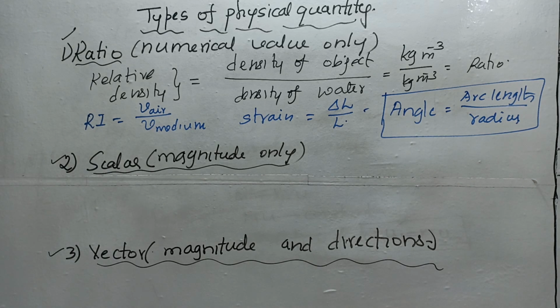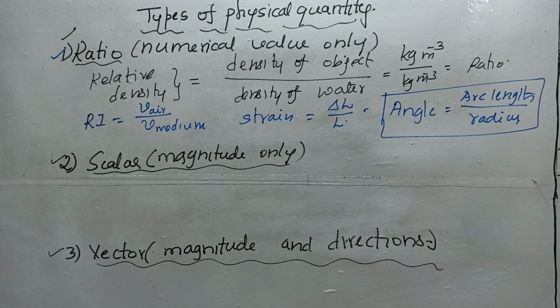Okay, so what happens actually? Angle is an exceptional physical quantity which, though it is the ratio of two similar physical quantities, arc by radius, has a unit. It requires a unit, degrees or radian, to specify it along with the numerical value. So these are the first type of physical quantity.